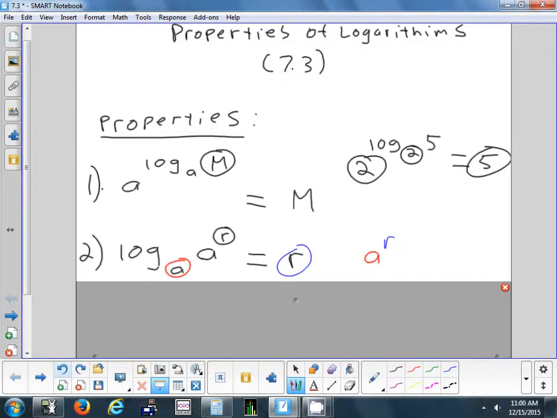And Chris, what's left? Yep, we're going to have equals. Tell me the whole thing that's left. A to the R. Right? We haven't used that yet. So we use the A, that's in red. We use the R, that's in blue. The whole thing we have left is A to the R. So that goes on the other side. Is that true? A to the R equals A to the R?